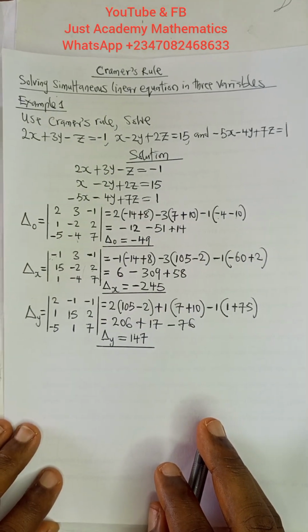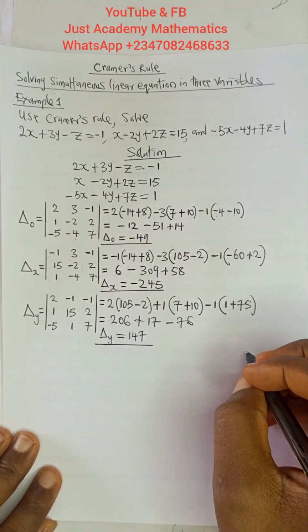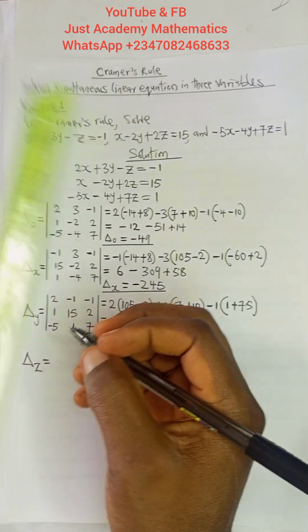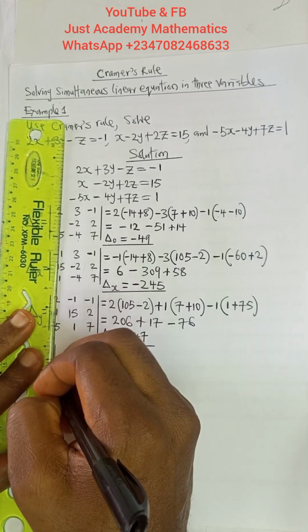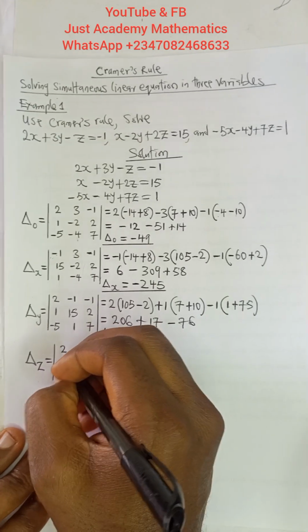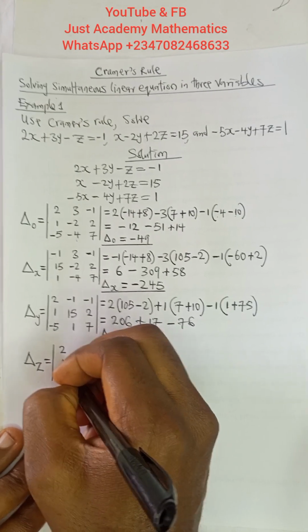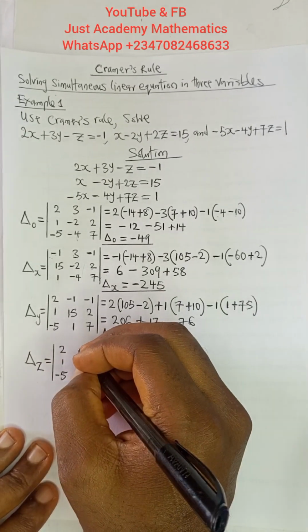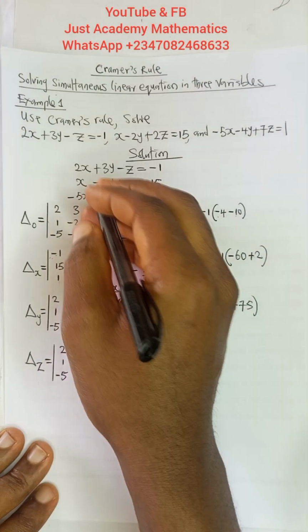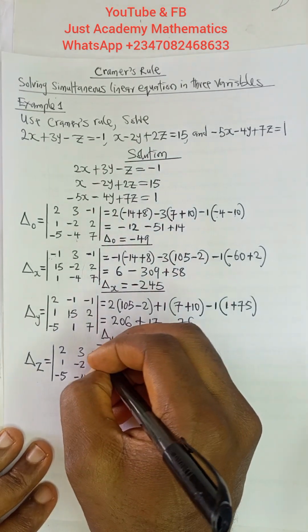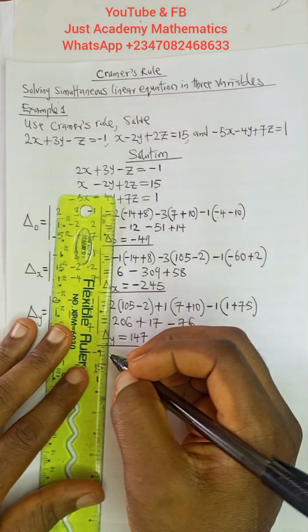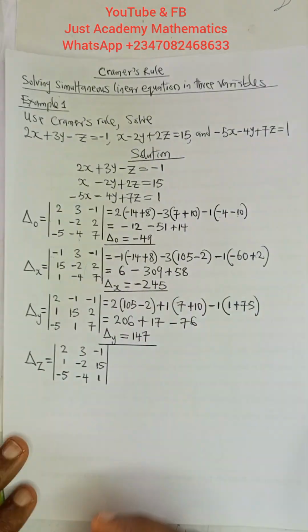We have one more to go before we start presenting our answers. We'll go for change in z. Then we replace the z column with the constant. First, we retain the x column, which is 2, 1, minus 5. We retain the y column, which is 3, minus 2, minus 4. But we replace the z column with what? The constant, minus 1, 15, and 1. So we'll get the determinant of this in order to get change in z.